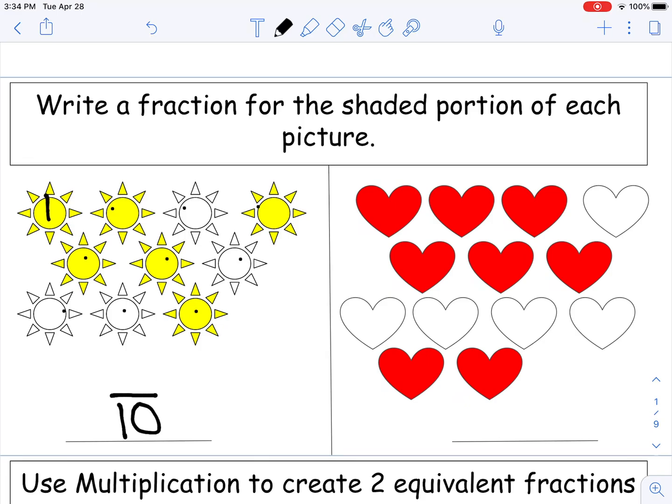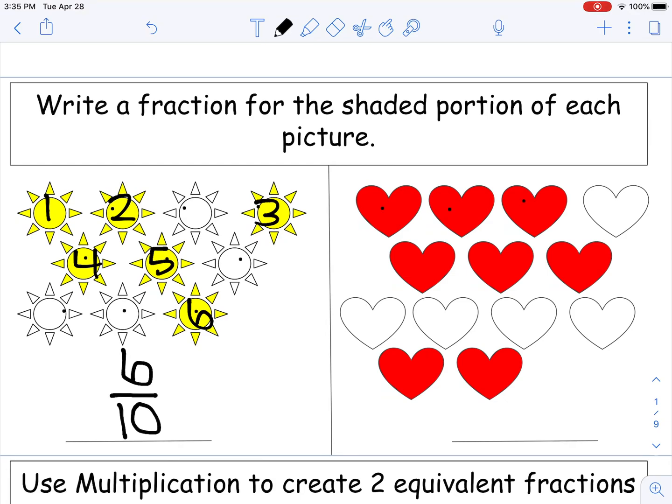And out of the 10, 1, 2, 3, 4, 5, 6 are yellow. So 6 out of 10. Now I know some of you may be saying, can we simplify that? You don't have to for this portion because you are showing me the fraction for the picture, but if you want to, I'm not going to count off by any means.